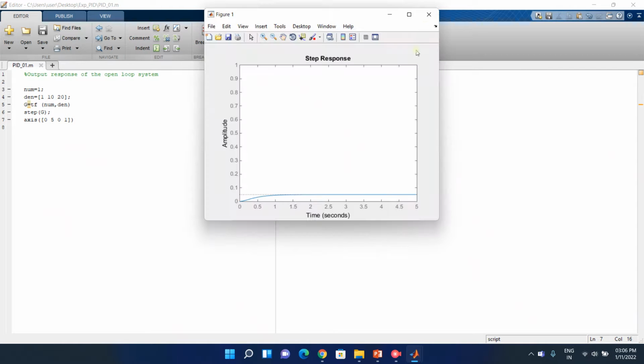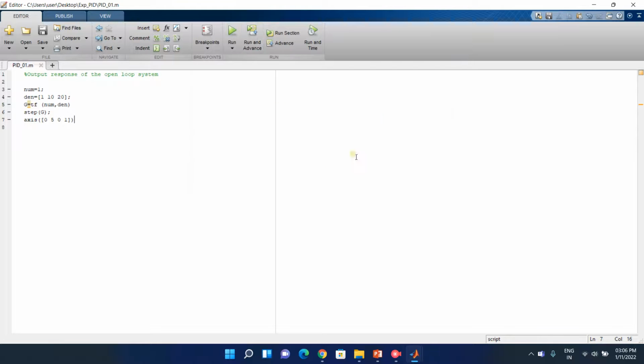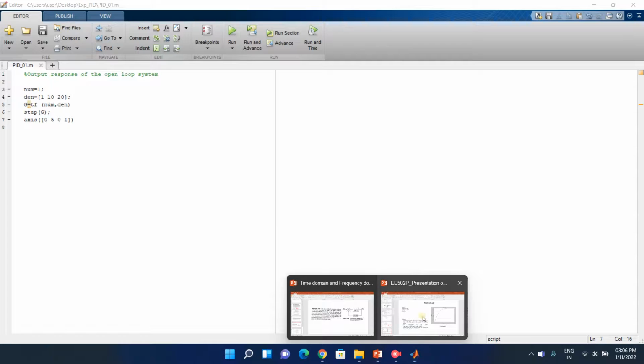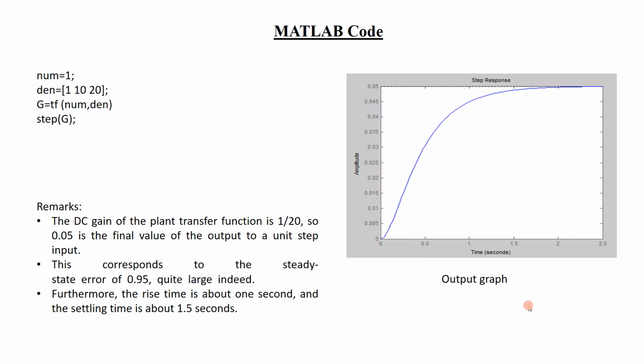If you see, that is why it is taking quite some time. The settling time is 1.5 seconds, the rise time is 1 second. देखो, rise time 1 second, settling time 1.5 second, huge. So it cannot be used. It's a very bad system. So what we will do, we will use some controller.